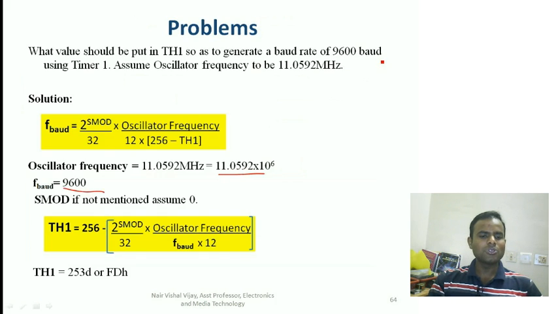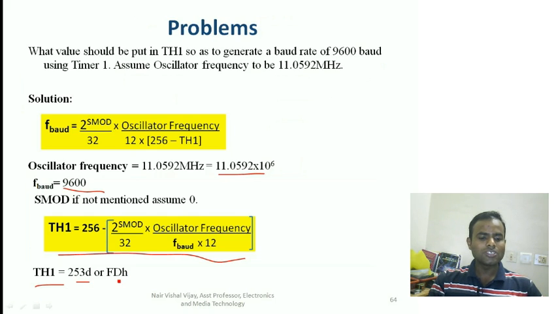Now, if you substitute all these values and reconfigure this equation, then just by replacing the values, you arrive at the value of TH1 to be 253. I'll personally recommend that you solve it and see, okay, because there are a lot of opportunities of making mistakes in solving this equation. So please, it's my kind request that you solve it and see. Okay, so if you solve this, you get this value 253 decimal, or FD, that is the hexadecimal value.